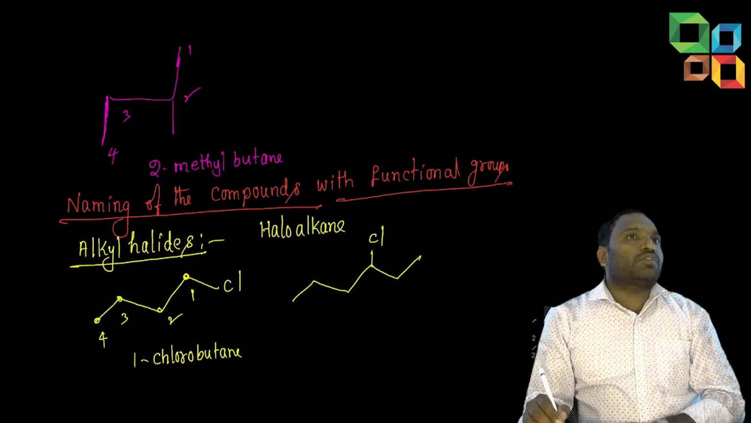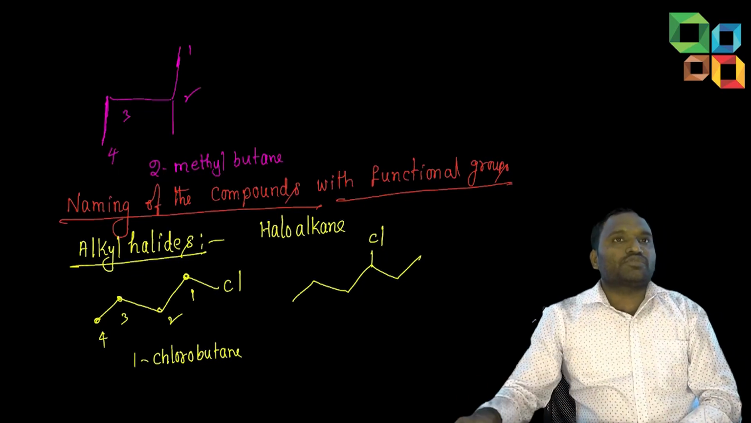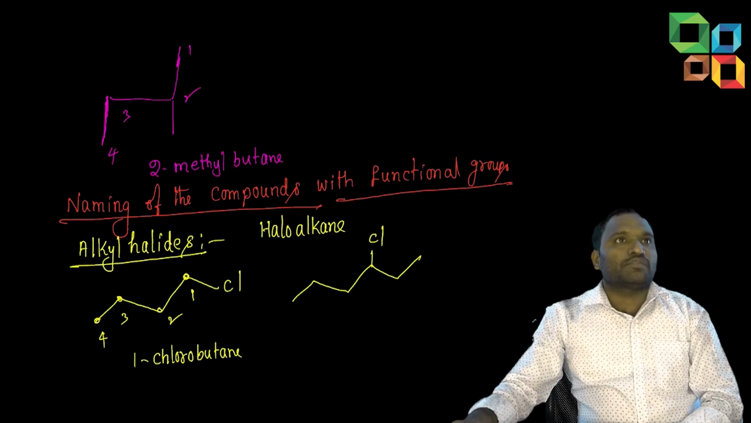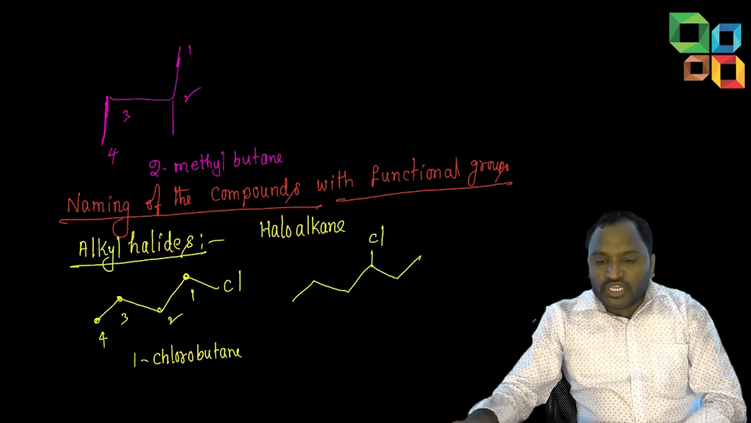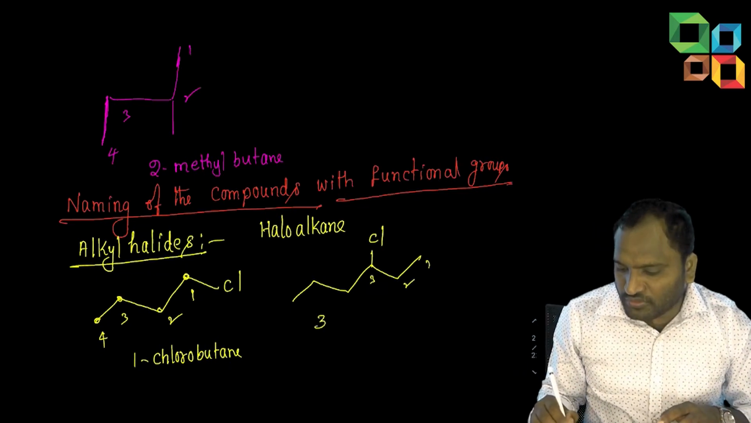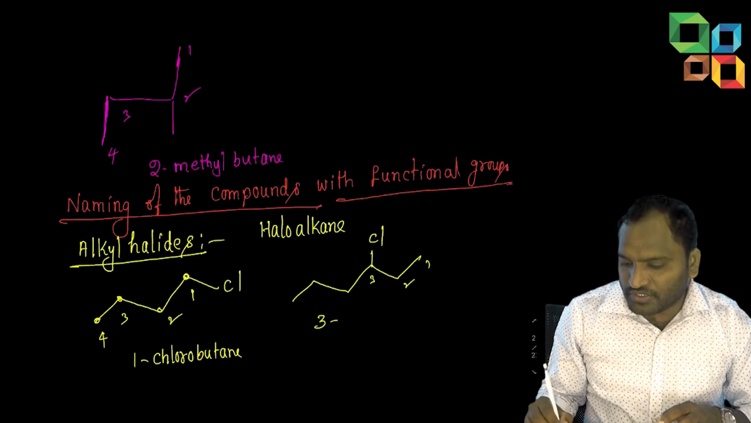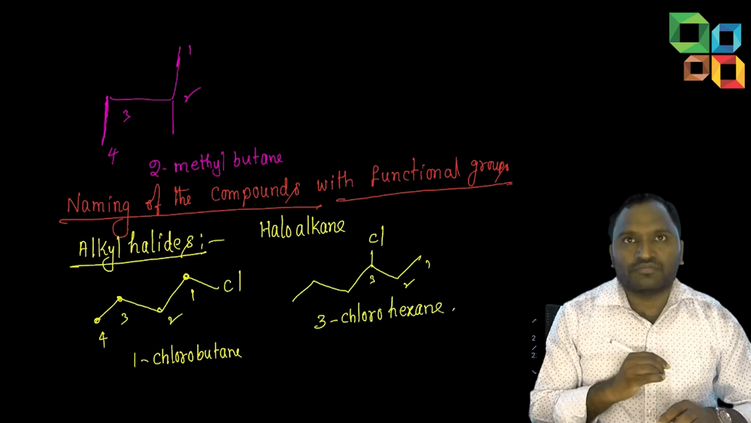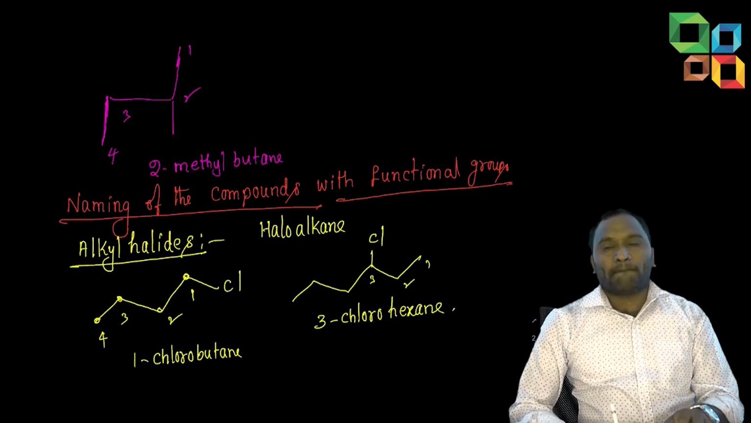3-chloropentane. 3-chloro, very good. Anaga, Chinmay, and some students sent names, so I can check properly. Advit, Samarth. Very good. 3-chloro. 1, 2, 3. How many carbon atoms are there, students? 4, 5, 6. Chlorohexane. Easy, students.